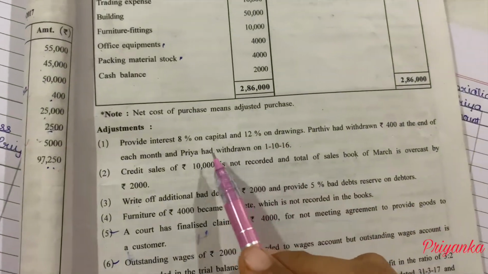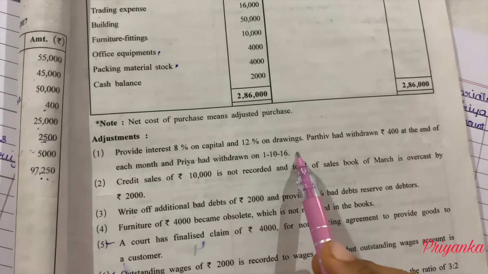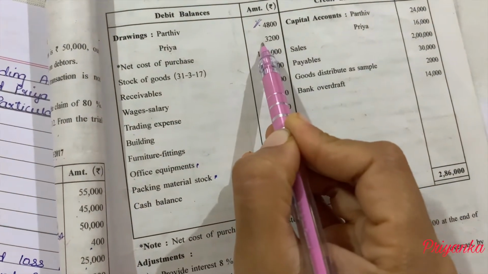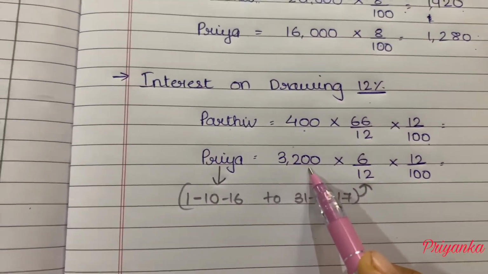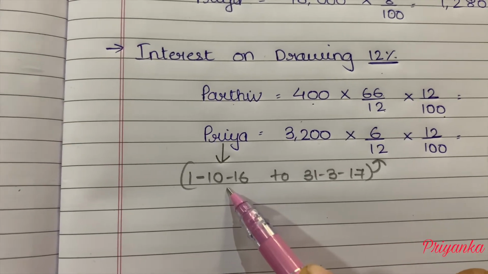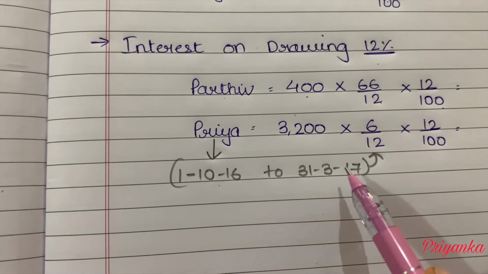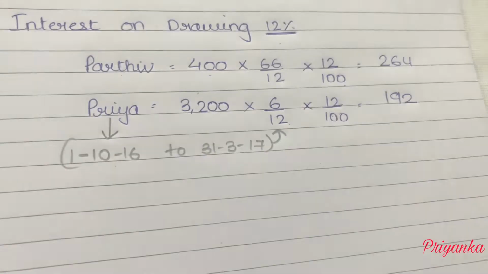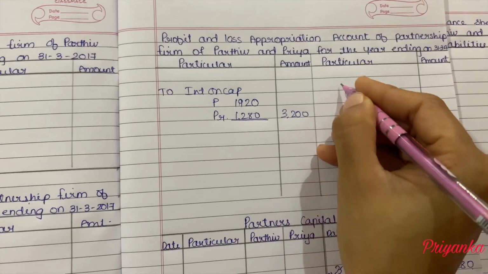Next is Priya. Priya had withdrawn on 1/10/2016. Now for Priya, they have not mentioned any amount over here. So for Priya, we can take the amount which is given in your trial balance, that is 3,200. The date mentioned for Priya is 1/10/2016, so from 1/10 till 31st March, it would be 6 months. Then take the 12% with the calculation, take the interest on drawings and write it in the P&L appropriation account and the partners' capital account. Leave some lines.